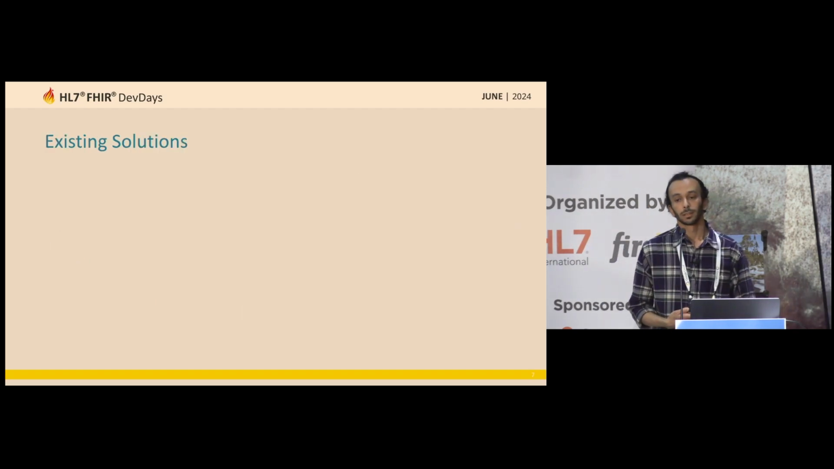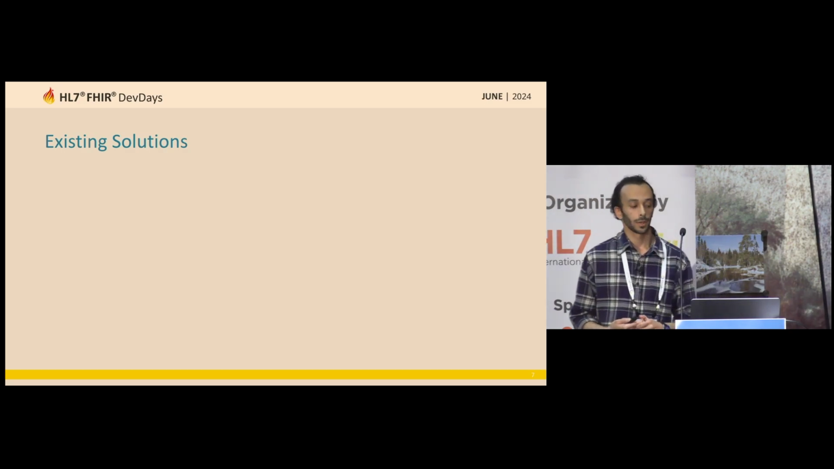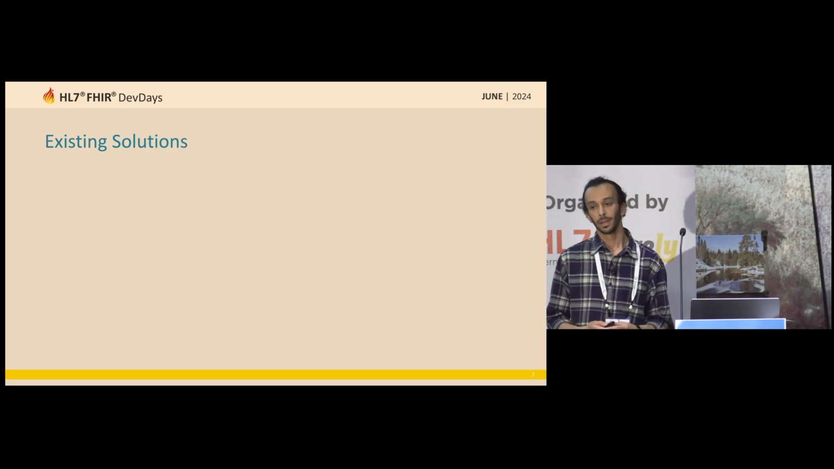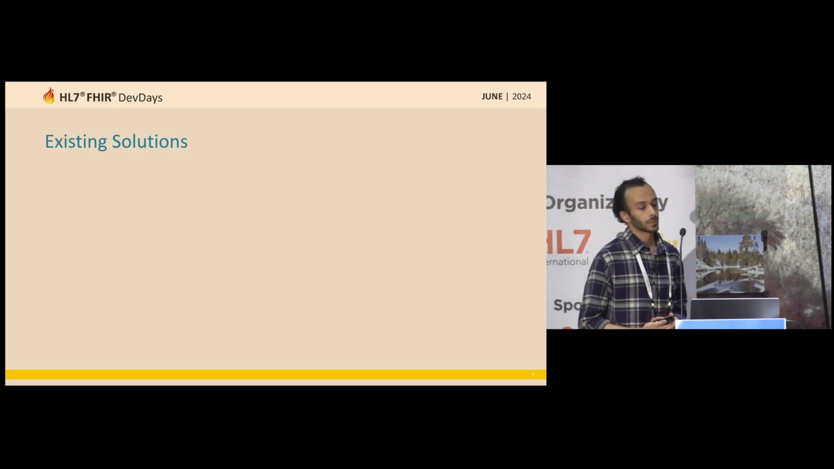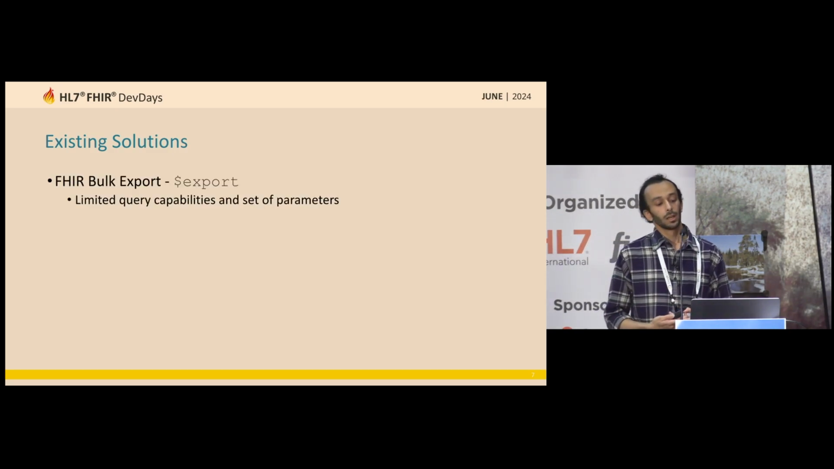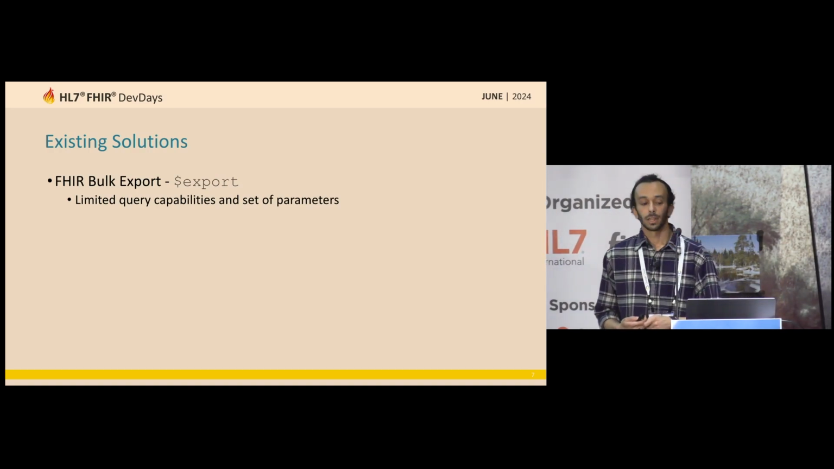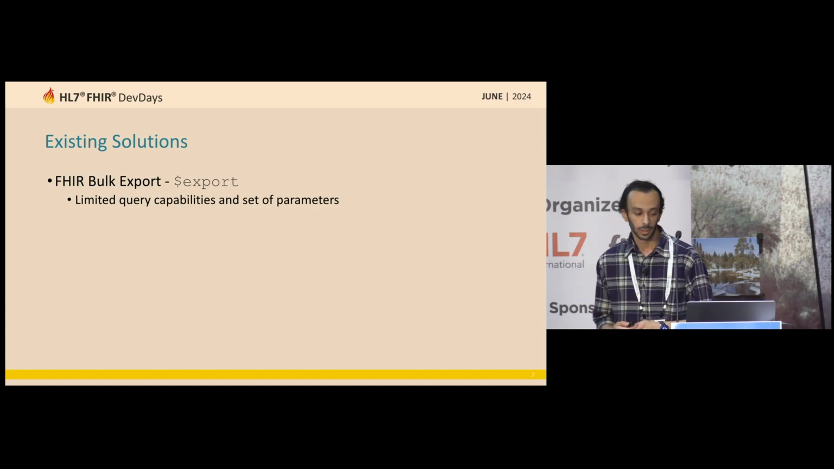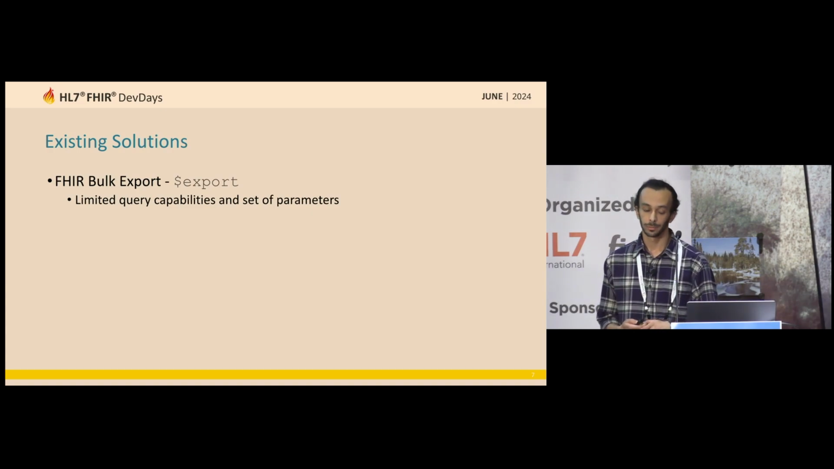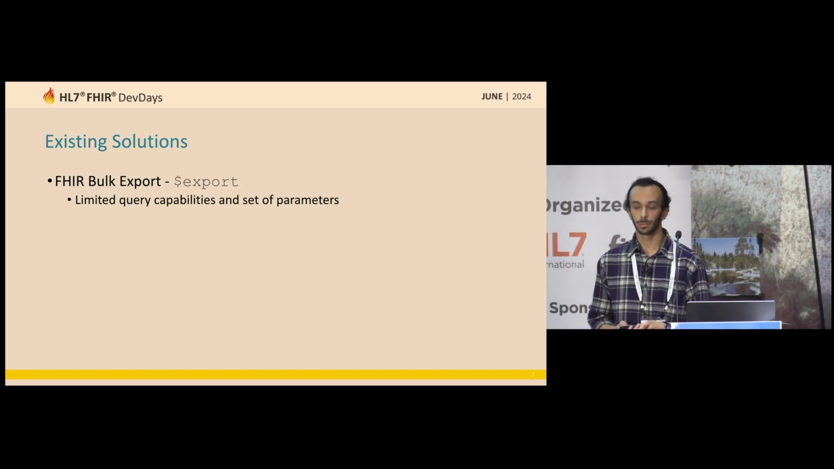We first looked at some of the existing solutions in the FHIR spec or implementation guides. One of the solutions that may come to mind is FHIR bulk export. This is a bulk operation which allows you to export resources from your store. The problem here is that there's a limited set of parameters for bulk export.